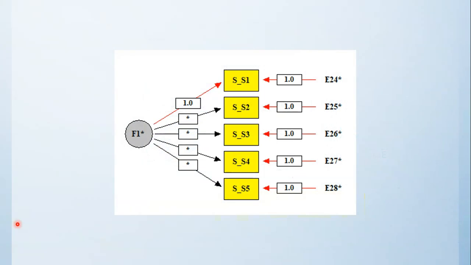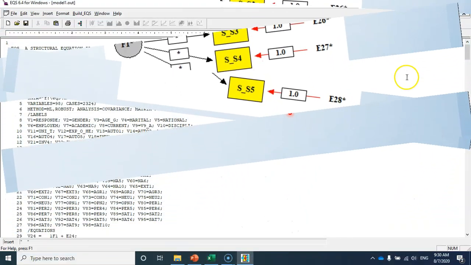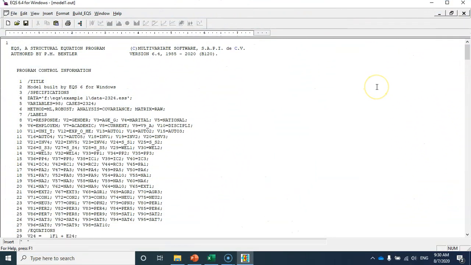So this is our CFA model. The factor is supervisory support with 5 items. Note that all the fixed parameters are in red color and the free parameters to be estimated are represented by asterisks. So let's go to the output file. Okay, this is the output file for this CFA model.